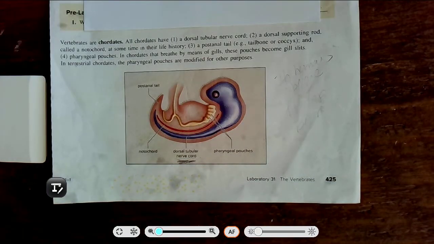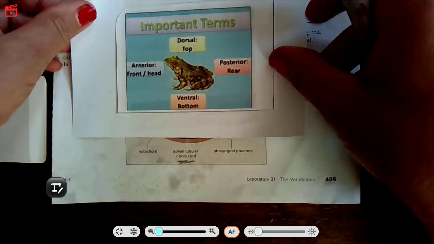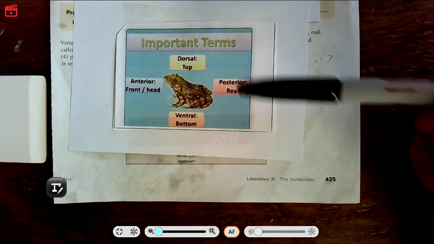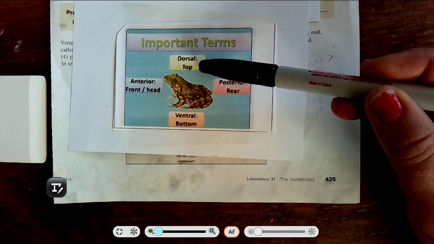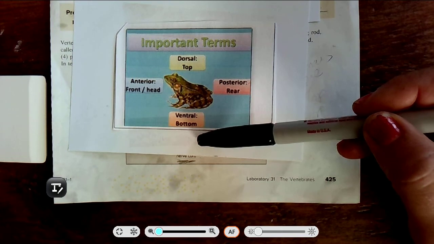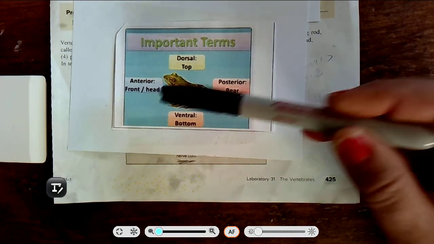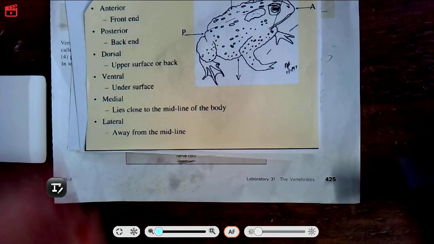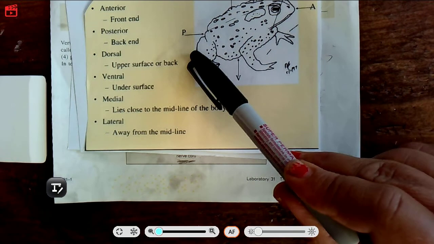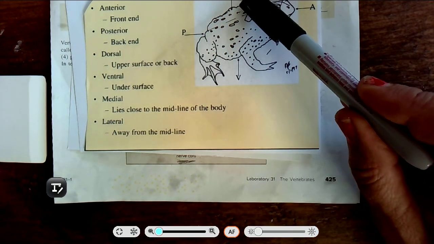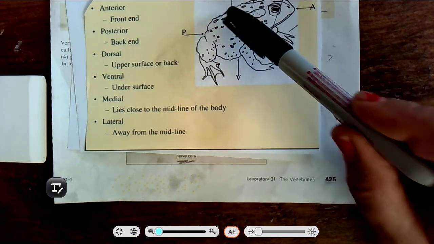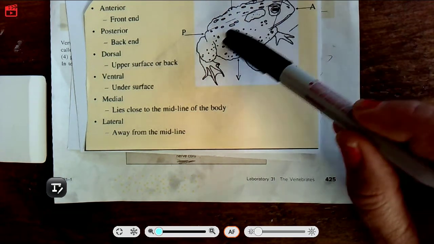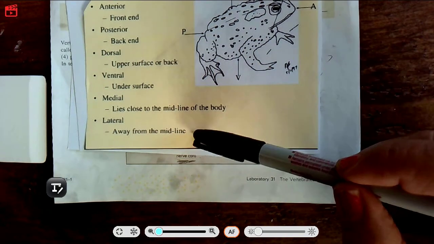Let's now review some terms that you'll see in the lab. Throughout the course in our anatomy section, you're going to see the word dorsal, which usually means the top, ventral, which is the bottom or belly, posterior, the rear, and anterior, the head. If we look at this diagram again, anterior is the front end, posterior is the back end, dorsal is the upper surface or back, and ventral is the undersurface. Medial means it lies close to the midline of the body, and lateral away from the body.